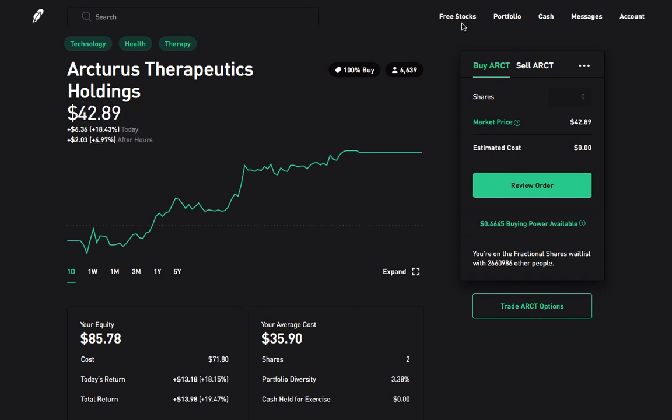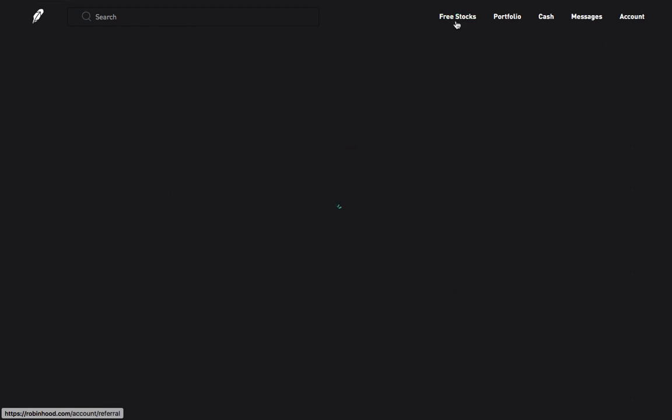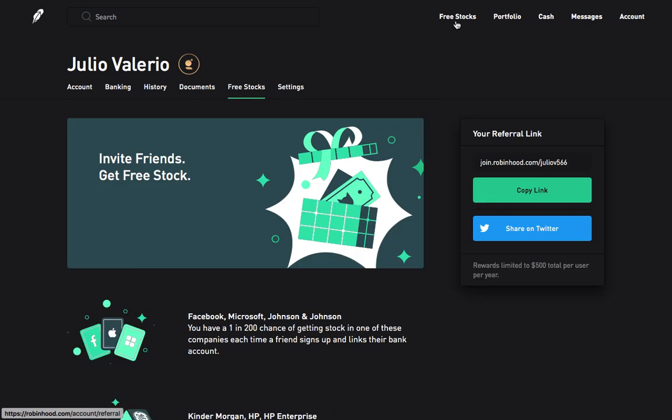So you got the free stock option. I'm just gonna go through all the options, just click through everything so you guys could see it. Just loading. Basically, everybody gets a free stock when you share it. So the point is share it with people that you trust, friends that you know are gonna do it, because you literally get free stocks that is worth money.